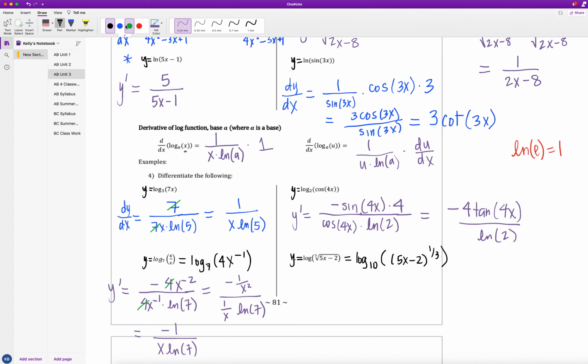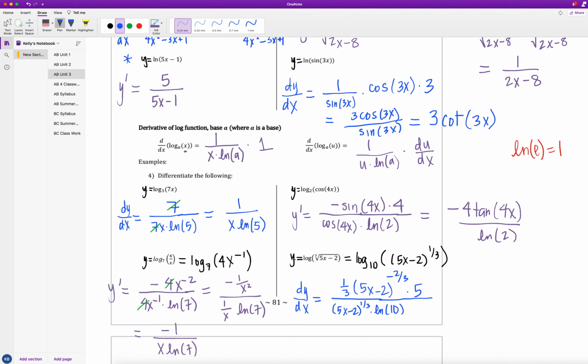Now we can take that derivative. So dy over dx, or our y prime, whatever you want to call it, would be 1 over this 5x minus 2 to the 1/3 power times the natural log of 10, since 10 is our base, times the derivative of that 5x minus 2 to the 1/3, which will be a chain rule as well. So the 1/3 will come down, keep the 5x minus 2 the same, to the negative 2/3, times the derivative of the inside, which is 5.